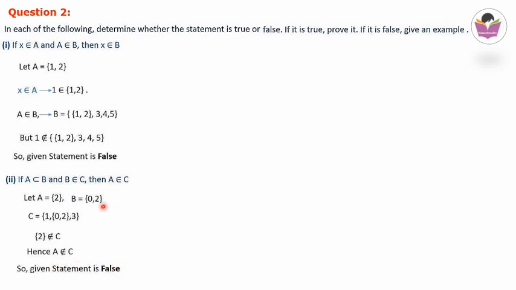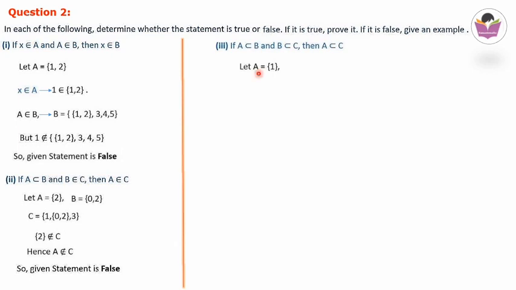Here only one thing you must take care of while taking the sets A and B: this condition should be satisfied, A is a subset of B and B is an element of C. Next is the third one. If A is a subset of B and B is a subset of C, then A is a subset of C. A is a subset of B means every element of A should be there in B. And B is a subset of C means every element of B should be there in C. Then we have to check whether A is a subset of C or not.